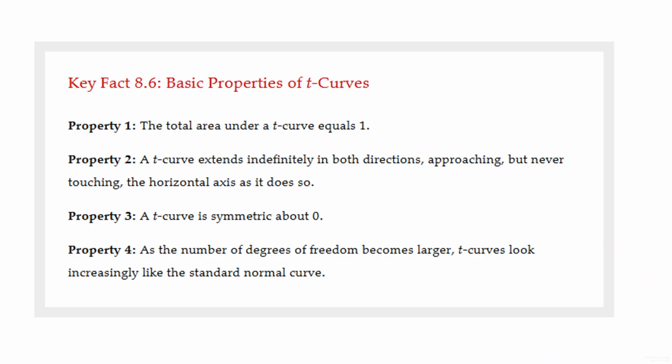Property 1: the total area under a t curve equals 1. A t curve extends indefinitely in both directions, approaching but never touching the horizontal axis as it does so. So this is an asymptote. A t curve is symmetric about 0. And as the number of degrees of freedom becomes larger, t curves look increasingly like the standard normal curve. And of course, we're going to talk about how you can use the t table.